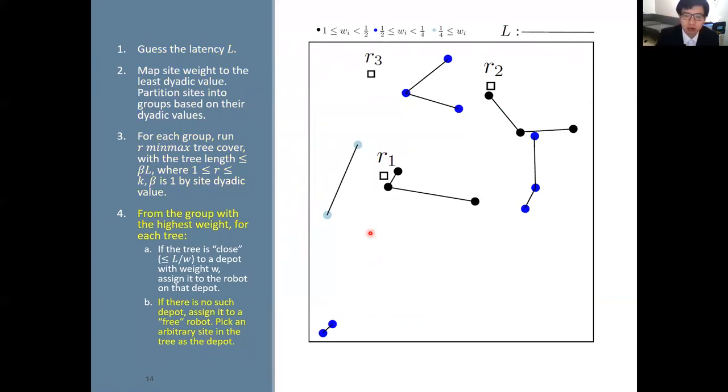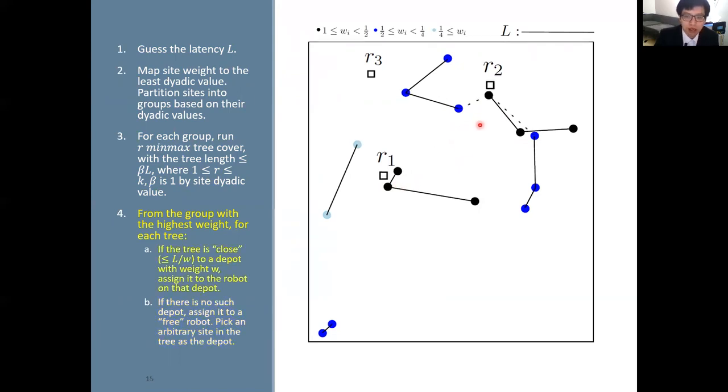Now the idea is to assign a robot to each tree or multiple trees. How we do that is we can see the steps first. If there's no robot assigned to any tree, we first assign a robot to one of them. And we start with the highest group, the group with the highest weight. For example, we assign R1 to this tree, and we set up an arbitrary site, for example this one, as a depot, and R2 to this tree, because this tree is not close to R1; you can see it is farther than L from the depot.